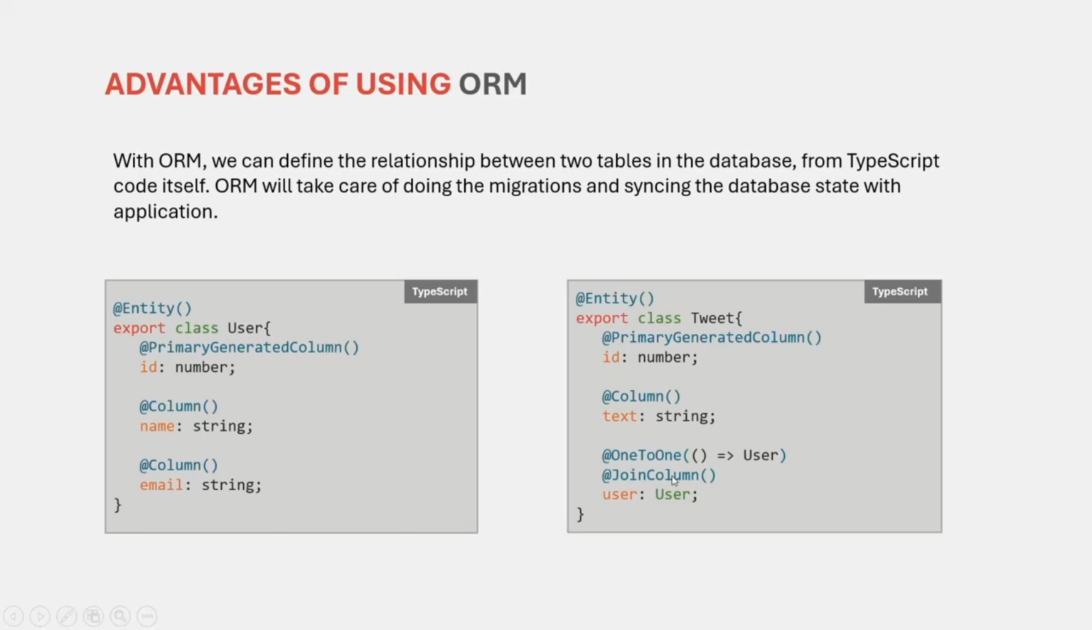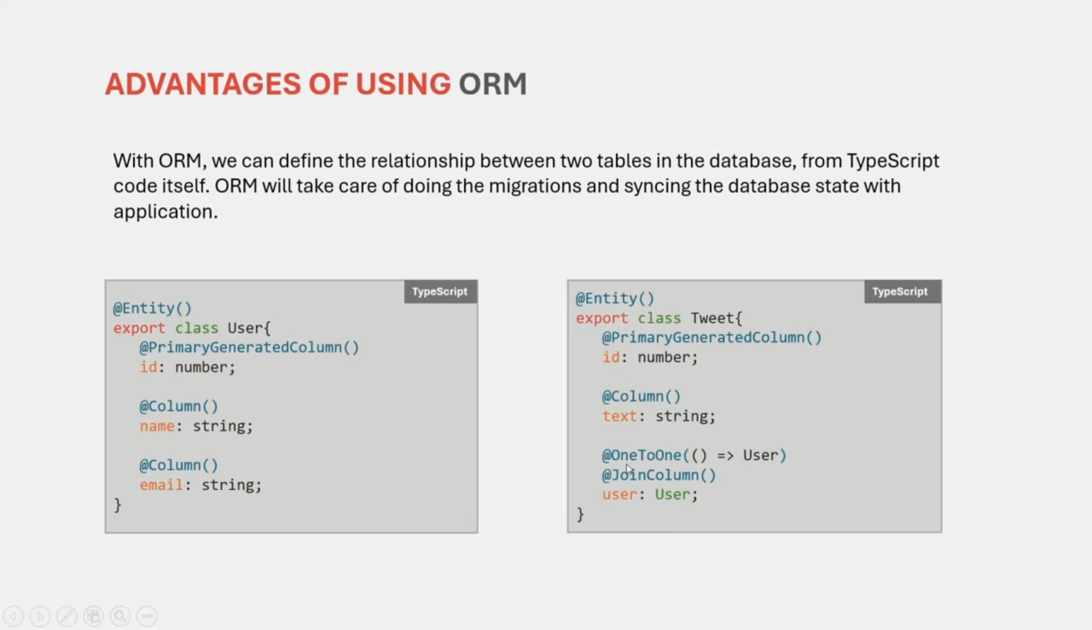Now here if you see, we are defining a relation between the tweet table and the user table. So this user field which we have for this Tweet class, in the tweet table also a user column will be created, and that user column will store an ID from the user table. So here, as you can see, we are defining a one-to-one relationship between the tweet table and the user table. Here we are defining a one-to-one relation between the Tweet entity and the User entity. So in the database, a one-to-one relation will be created between the tweet table and the user table.